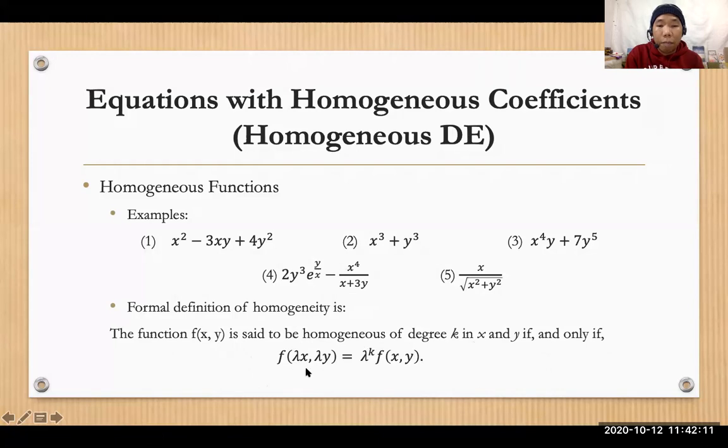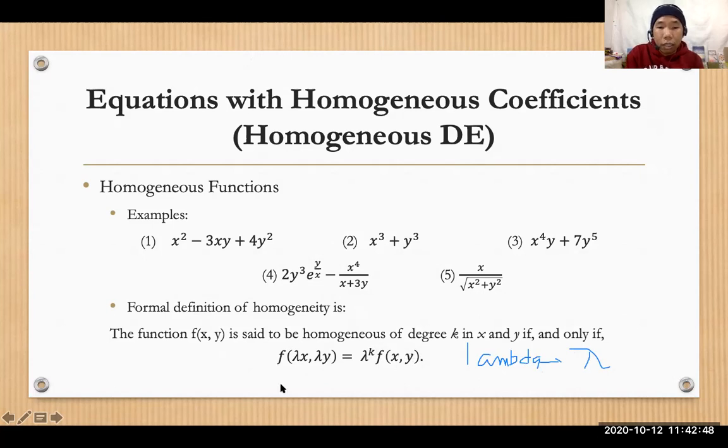of lambda x and lambda y, let me just type that Greek letter, lambda. It's a Greek letter, so this is the symbol of lambda. The function of lambda x and lambda y is equal to lambda raised to k times the given function of x and y, or the original function.